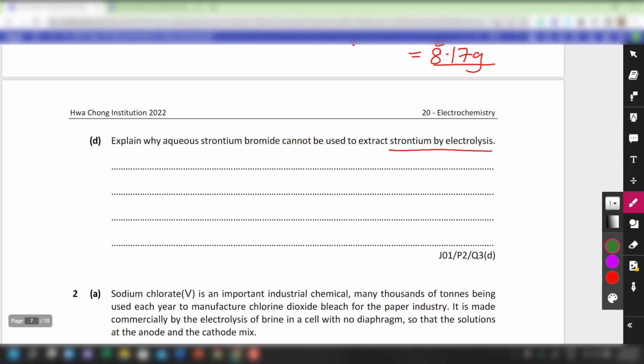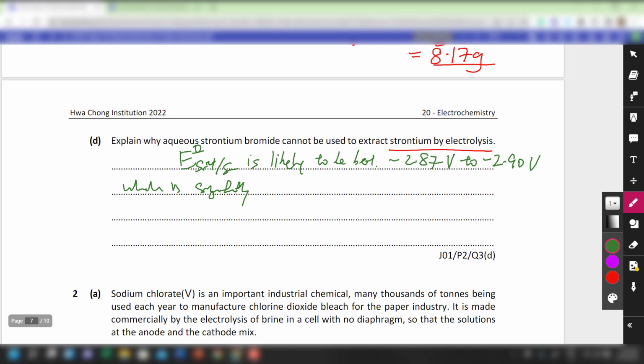If you are not sure what to write, I think the first thing you need to highlight is that the standard reduction potential of strontium to strontium is likely to be between negative 2.87 volts and negative 2.90 volts, which is significantly more negative than the reduction potential of water to H2.